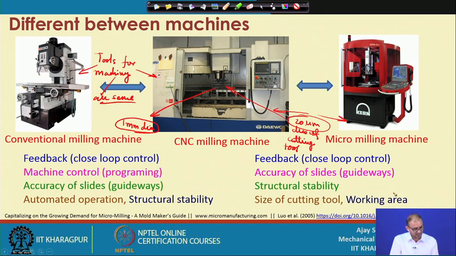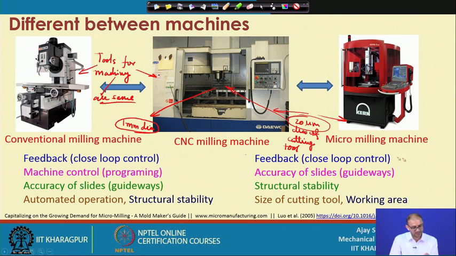Working area is again very small, because obviously we are not going to do machining on a large scale. Mostly 100 by 100 millimeter is enough for doing most of the work in this case. But in the CNC milling machine and the conventional milling machine, you have a very large component size, and you can easily get machining done with the required geometrical specification.